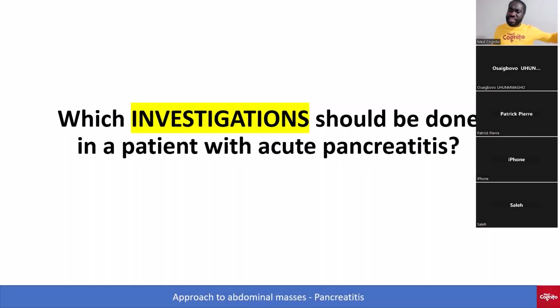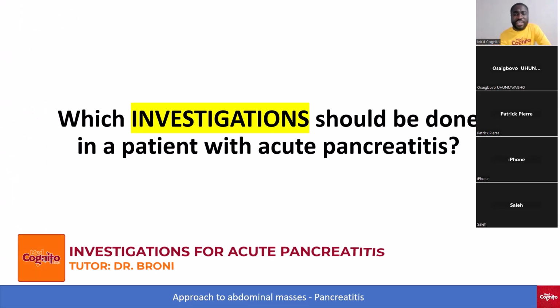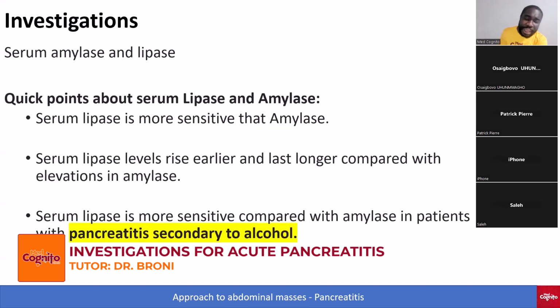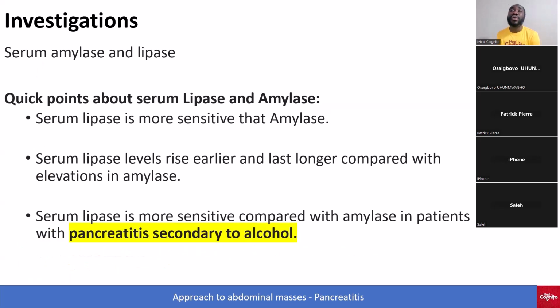Now let's get to investigations, because the patient has come to you in the ER with severe epigastric pain. Which investigations will you do? Okay, let's do the investigations. Serum lipase and serum amylase. Now, usually you want to use serum lipase. Why? Because serum amylase can also be produced in other parts of the body.